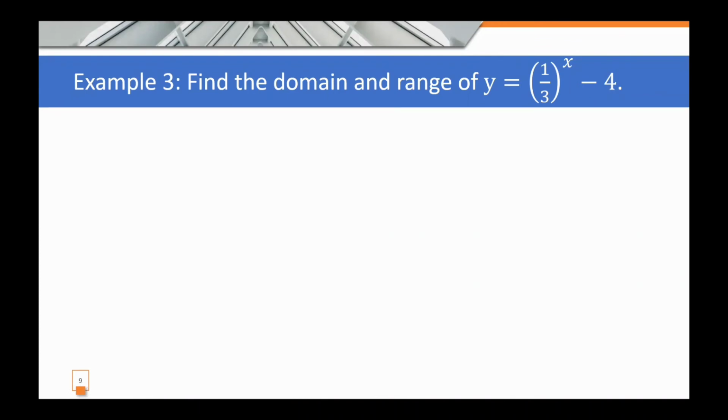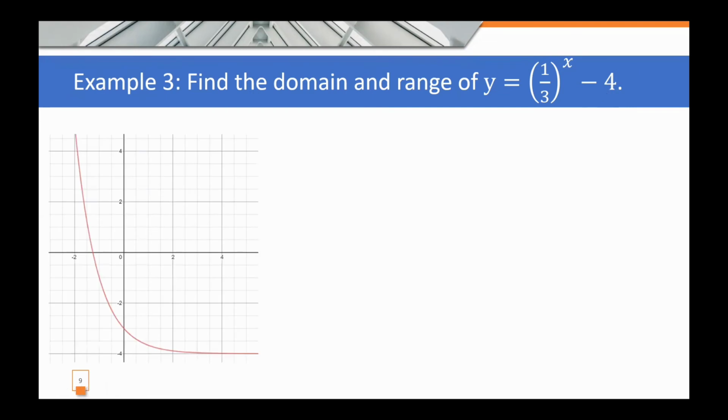In example number 3, we're going to find the domain and range of the function y equals 1/3 raised to x minus 4. Kung dun sa examples 1 and 2, basic lang yung function dun, which is in the form y equals b raised to x, dito may dinagdag na sa basic function na y equals 1/3 raised to x na negative 4. If we're going to graph this function, that will be like this.